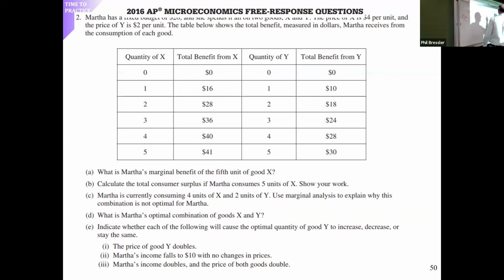So I want to get something from here to match this. Her allowance is $20. For 1 unit of X, the marginal utility over price equals the marginal utility over price. However, 1 times 4, I'm spending $4 on X and $4 on Y, 2 times 2. I'm not spending the $20. So I have to keep looking.